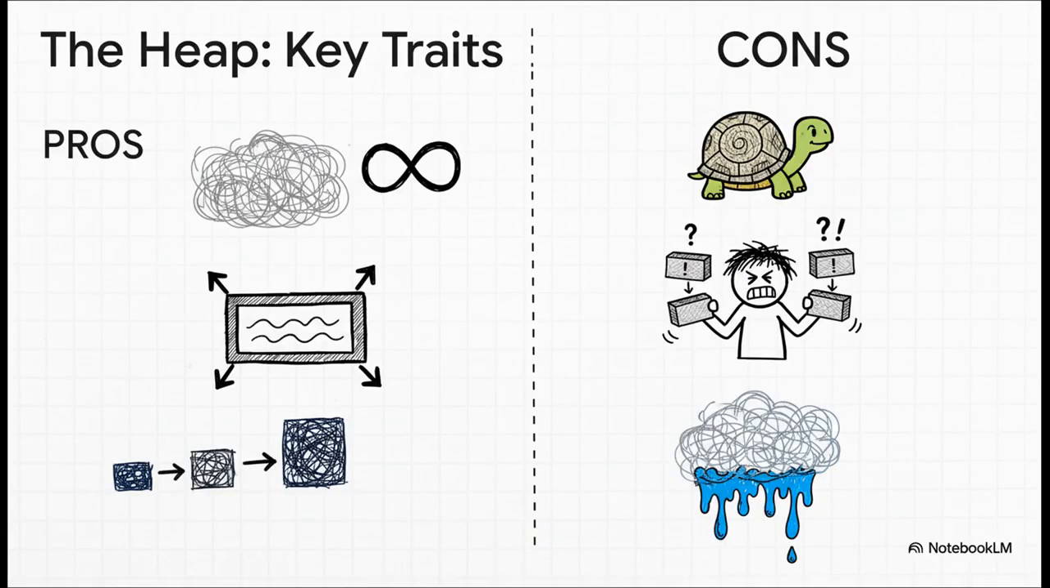So let's sum up the heap. Its incredible power comes from its massive size and the fact that your data can live for as long as you need it to. But all that power comes at a cost. It's a bit slower, and the entire burden of managing that memory is on your shoulders, which opens the door to nasty problems like memory leaks.